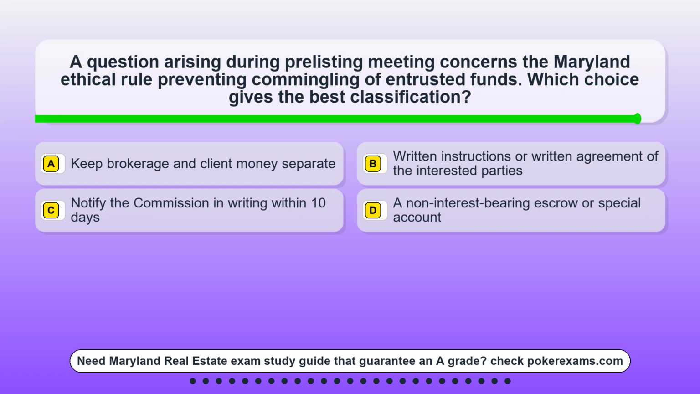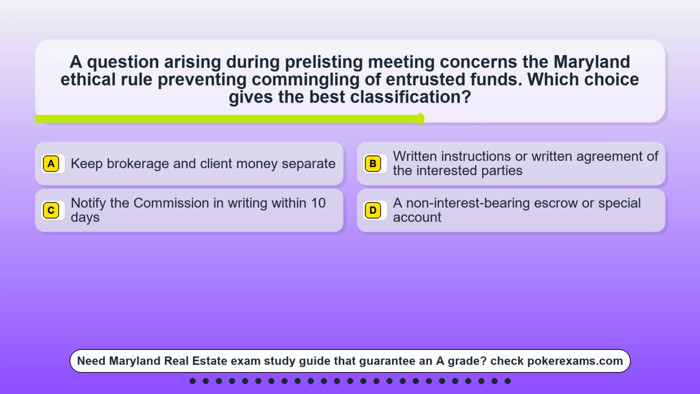Question 4. A question arising during pre-listing meeting concerns the Maryland ethical rule preventing commingling of entrusted funds. Which choice gives the best classification? Option A, keep brokerage and client money separate. Option B, written instructions or written agreement of the interested parties. Option C, notify the commission in writing within 10 days. Option D, a non-interest-bearing escrow or special account.